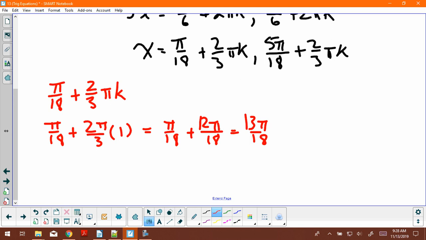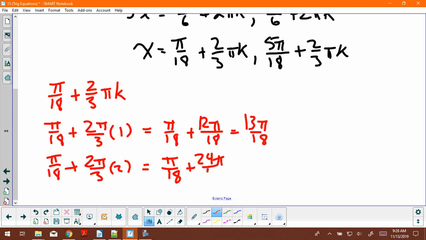So let's try to get the next one. If I did pi over 18 plus 2/3 pi times 2, well, that would be 4 pi over 3. So I'd have pi over 18 plus 24 pi over 18, which is 25 pi over 18, but that's too big, right? 25 over 18 is above 1. So that's no good. So we'd stop moving in that direction.